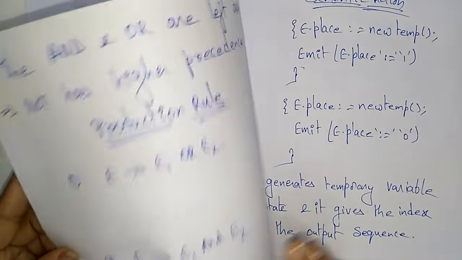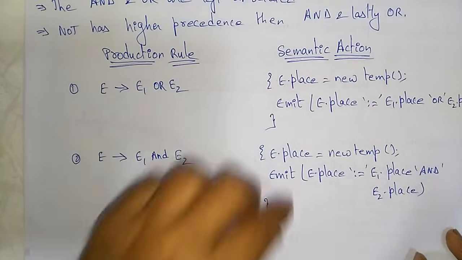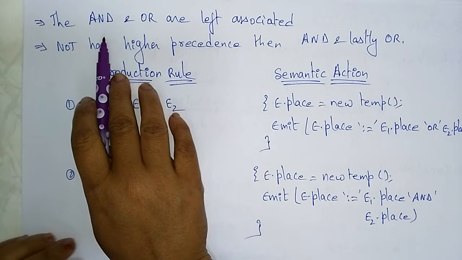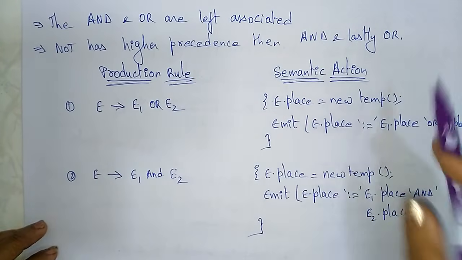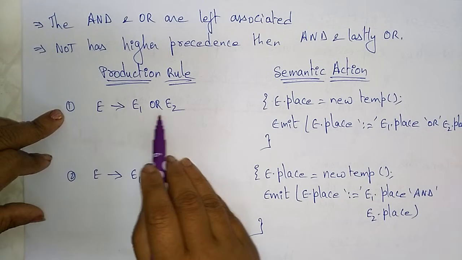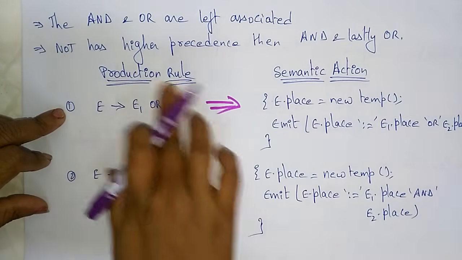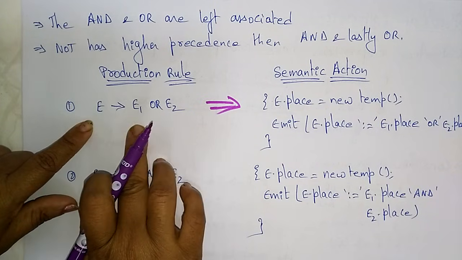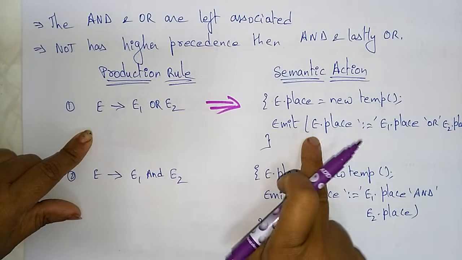Okay. So for this grammar, we have to construct the SDT, the production rules, and for each production rule, what is the semantic action? Here, and and or are left associative, and not has higher precedence than the remaining and, or. So let's take the first production, E determines E1 or E2. For this production, what is the action that has to be taken? While parsing the tree, whenever there is a reduction, you come to this production and check what action has to take place.